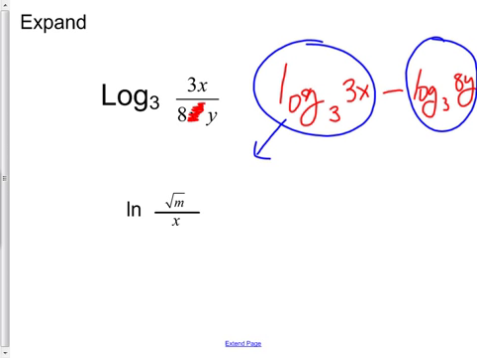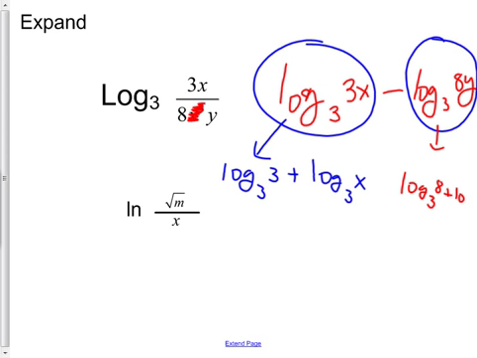Alright, this one can be broken up into log base 3 of 3 plus log base 3 of x. And this one over here can be broken up into log base 3 of 8 plus log base 3 of y. That got really squishy at the end there, sorry.